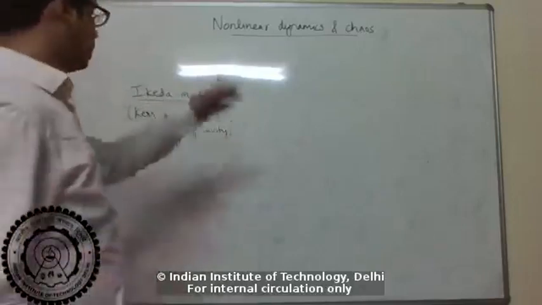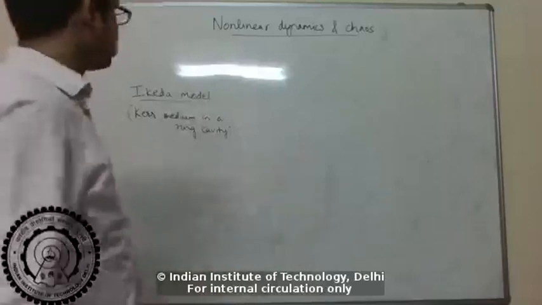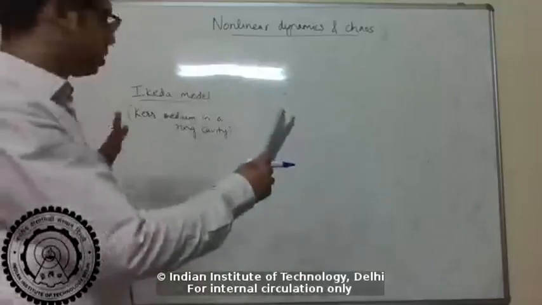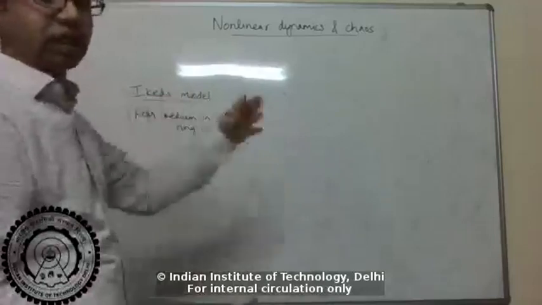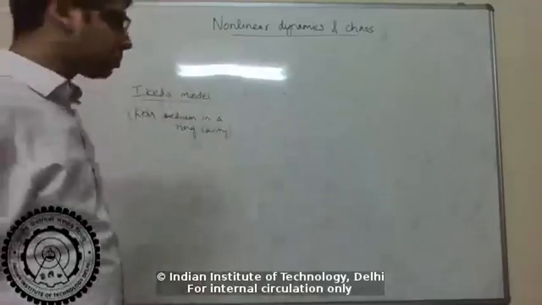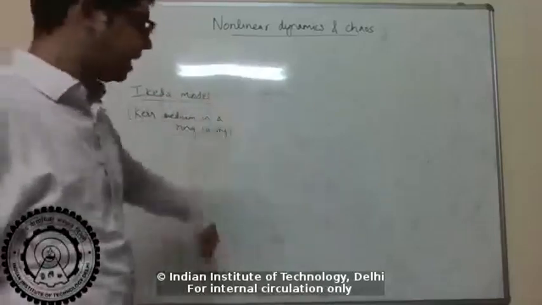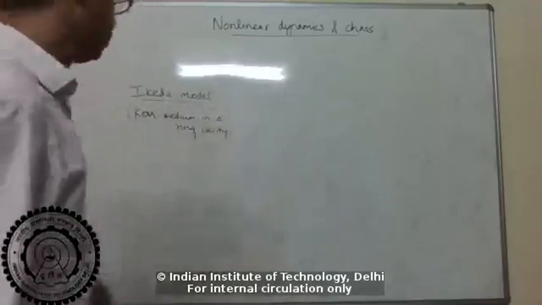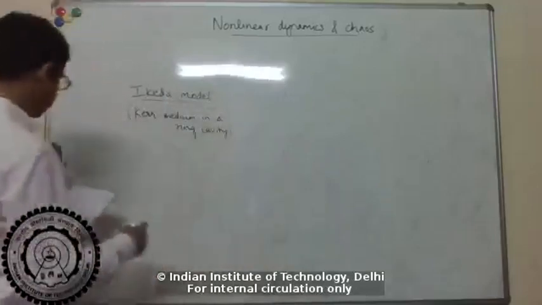A ring cavity is also known as a traveling wave cavity, right? So in the Fabry-Perot cavity that we first saw, the field inside the cavity is a standing wave. But in a ring cavity, the field inside the cavity is actually a traveling wave, not a standing wave. So the setup is something like this.